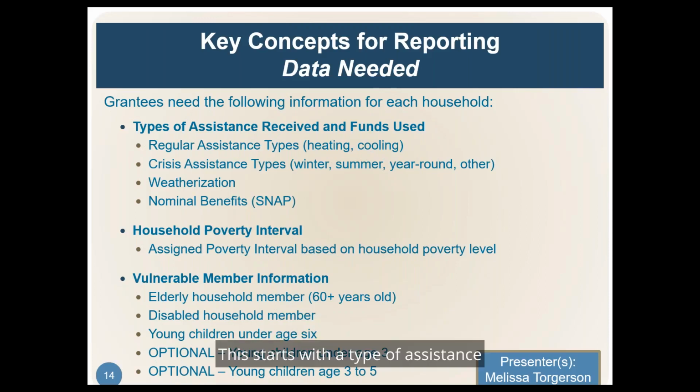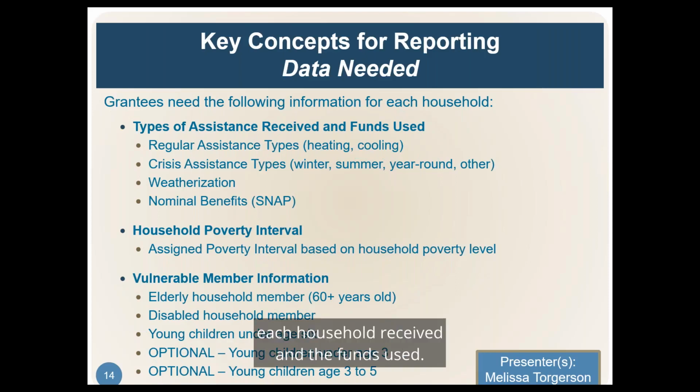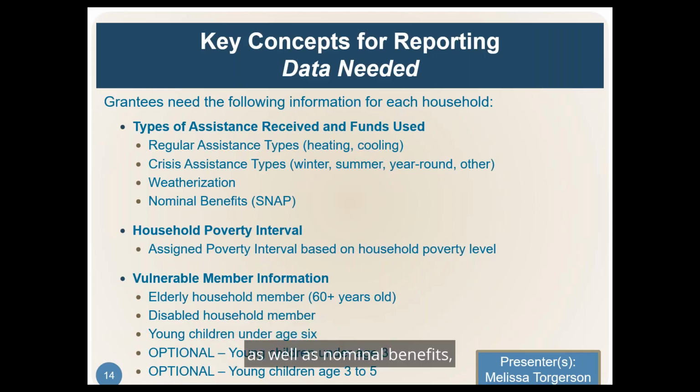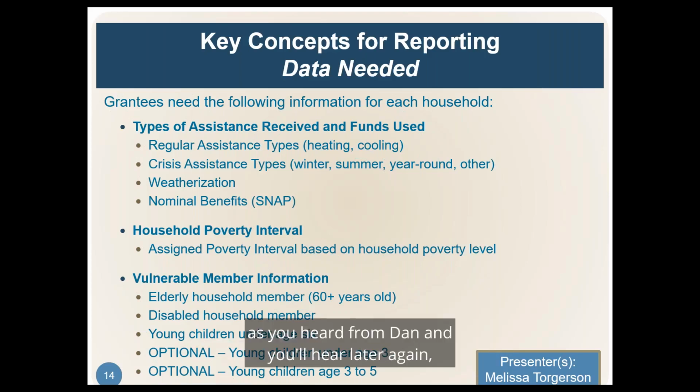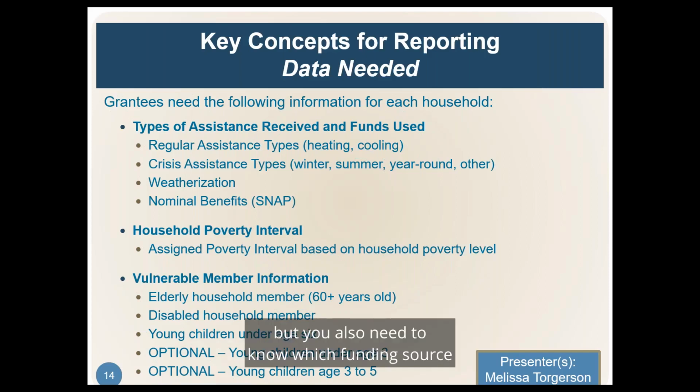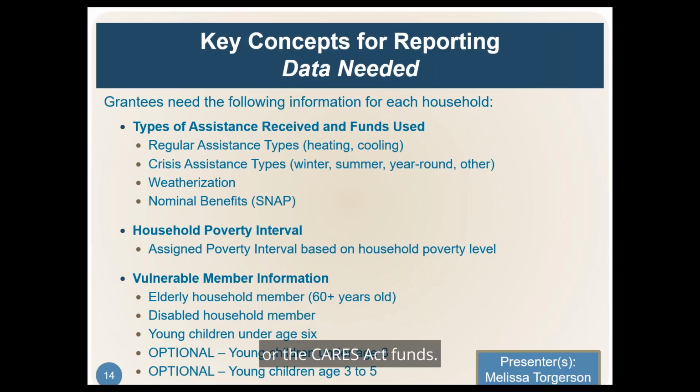This starts with the type of assistance each household received and the funds used. So regular assistance types like heating and cooling, crisis assistance types like winter, summer, year-round, or other, and the other can include things like emergency equipment repair and replacement, weatherization, as well as nominal benefits. This is sometimes referred to as the SNAP Heat and Eat program. And notice that it says "and funds used." As you heard from Dan, and you'll hear later again, you need all of these benefit types, but you also need to know which funding source they came from, whether it be regular LIHEAP, the ARPA funds, or the CARES Act funds.